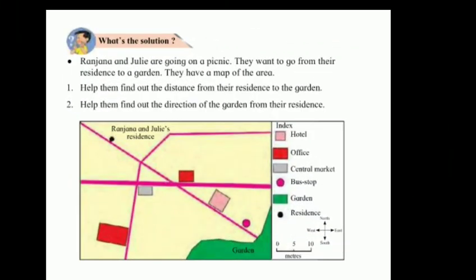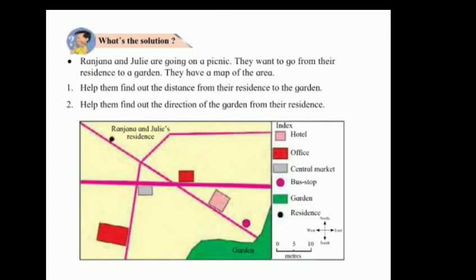Now students, coming to page number 85, what's the solution? Ranjana and Julie are going on a picnic. They want to go from their residence to a garden. They have a map of the area. See, here the map is given, the index is given, then the scale is given and the compass rose is also given in this map. Now help them find out the distance from their residence to the garden.